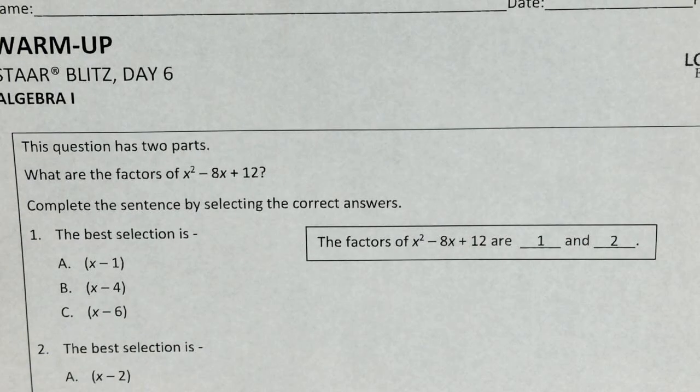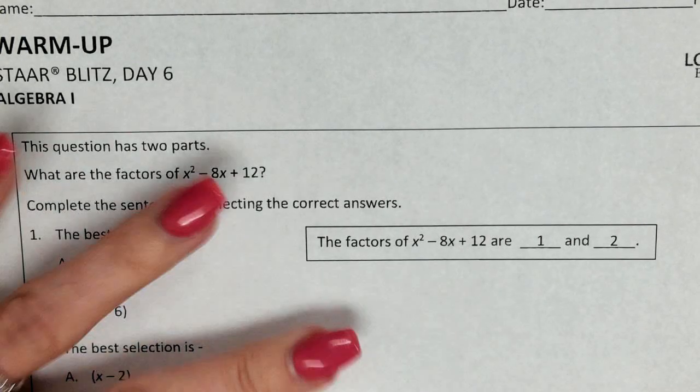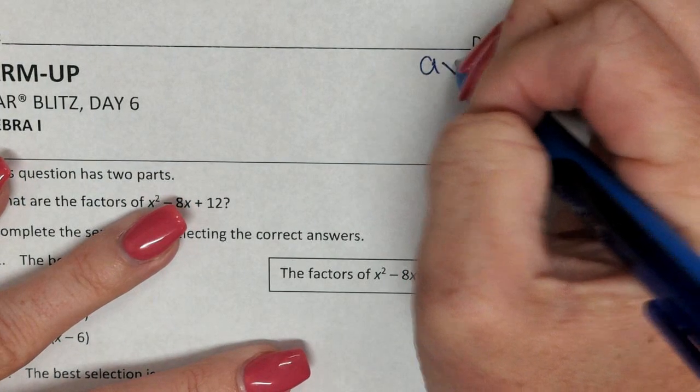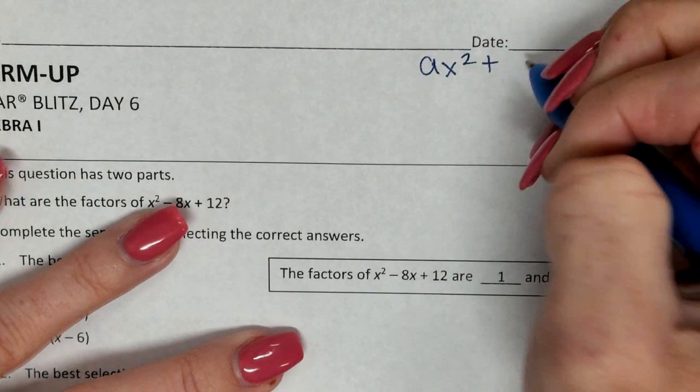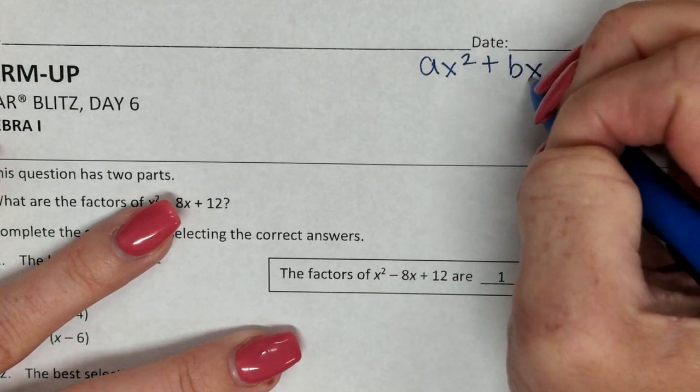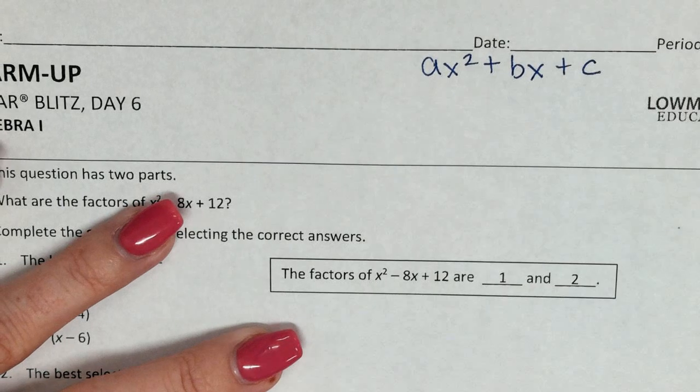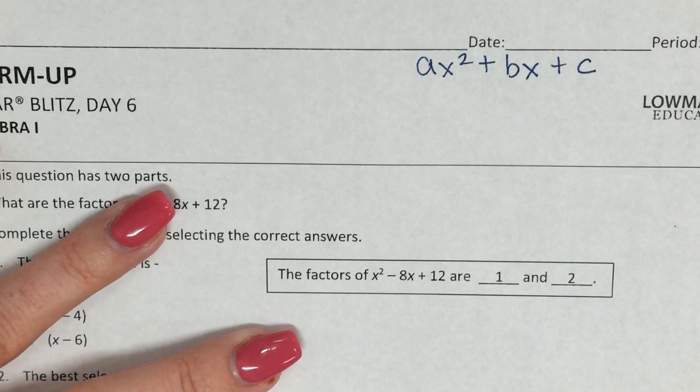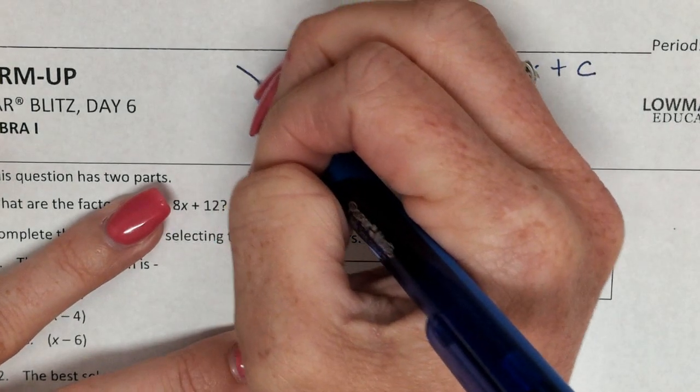So today we're going to go over factoring with the X method. At the top of your paper, the first thing I want you to write is the standard form of a quadratic, which is ax squared plus bx plus c, okay? And then I'm going to go over the X method. So draw an X over here.